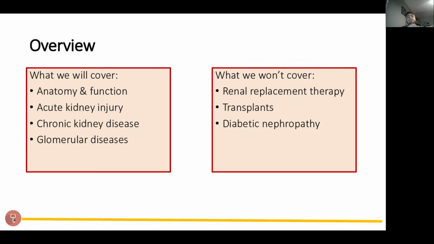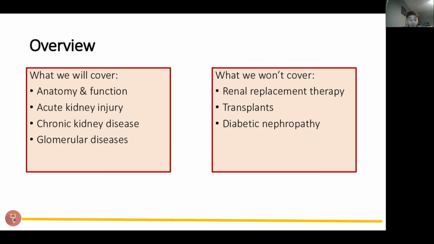So we've got an hour, and today what we're going to try and do is basically cover the main things that you're going to find from renal in SBAs. And that's going to be, first of all, AKI, CKD, and a little bit of glomerular diseases as well. We'll do some anatomy and function very briefly at the start, just so everyone's kind of familiar and the rest of the talk makes sense.